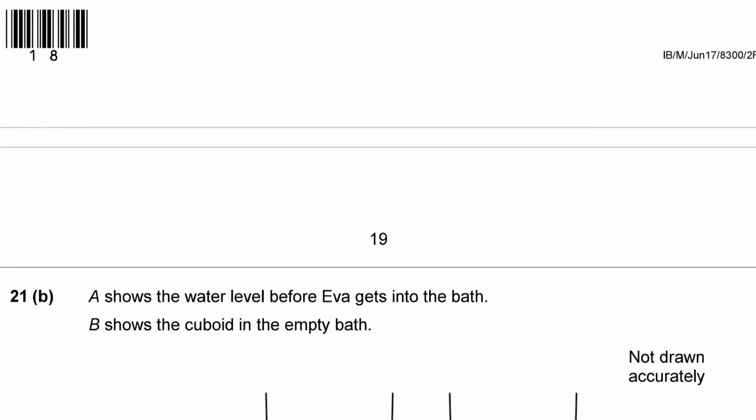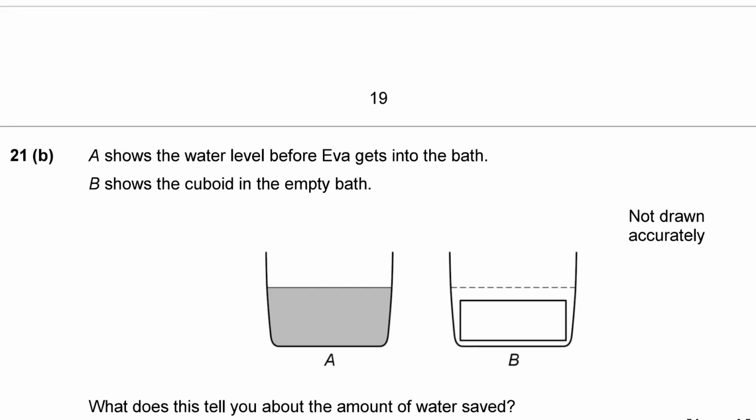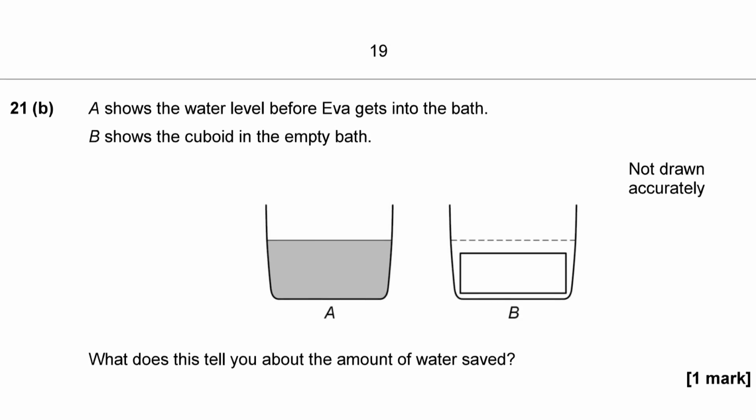Okay, so part B says A shows the water level before it gets into the bath, and B shows the cuboid in the empty bath. What does this tell you about the amount of water saved? So I would say that this is the cross section of the cuboid, isn't it, here? So that is clearly an underestimation of the water in the bath, because you've got all this extra space around the edge that we haven't accounted for.